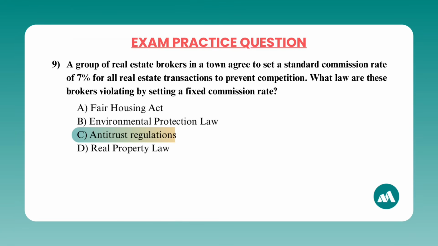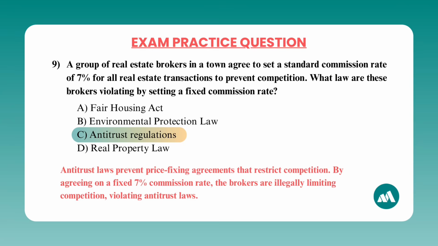And the answer is C, Antitrust Regulations. Antitrust laws prevent price fixing agreements that restrict competition. By agreeing on a fixed 7% commission rate, the brokers are illegally limiting competition, violating antitrust laws.